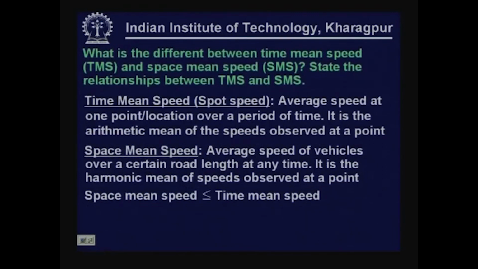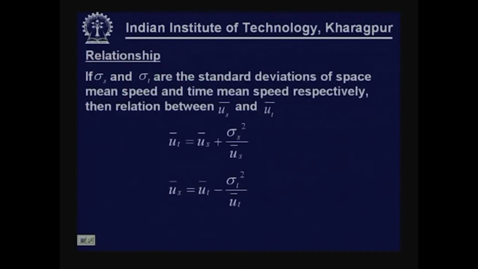What is the difference between the time mean speed and space mean speed? State the relationship. Time mean speed is the average speed at one point or location observed over a period of time. It is the arithmetic mean of the speeds observed at a point. Space mean speed is the average speed of vehicles over a certain route length at any time. It is the harmonic mean of the speeds observed at a point, and normally space mean speed is always less than or equal to time mean speed. There is a relation: if you know either the space mean speed or the time mean speed and the standard deviation or the variance, you can calculate the other using the well defined relationship.